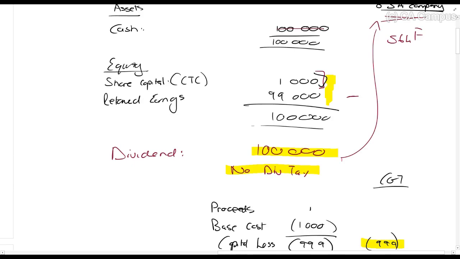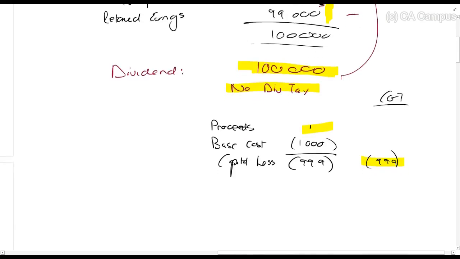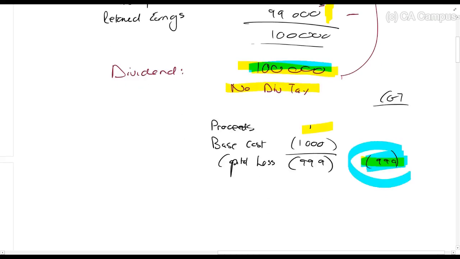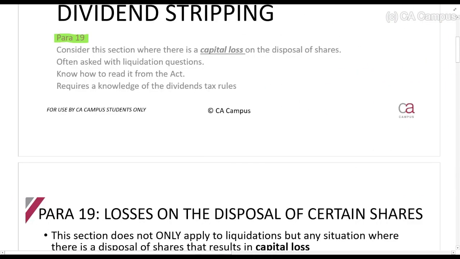This company was worth 100,000 rands. You used a dividend of 100,000 rands to make this company worth nothing. So you basically sell it for 1 rand and you make a loss. SARS does not like this. SARS says, if you calculate a capital loss here on the disposal of shares, and you had a dividend recently, then we're not going to necessarily allow you to claim that loss. And that's what paragraph 19 tries to tell us about.